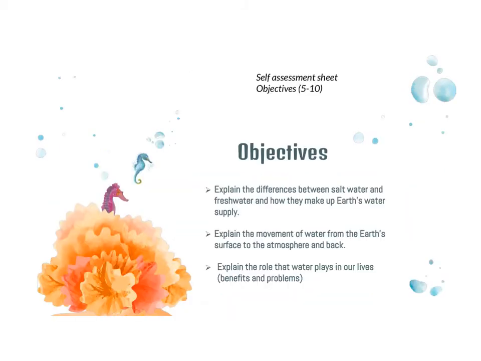So, guys, just remember to use your self assessment sheet to check the objectives from 5 to 10 before we start our lesson. By the end of this session, you should be able to explain the differences between salt water and fresh water and how they make up Earth's water supply. Also, you will be able to explain the movement of water from the Earth's surface to the atmosphere and back. In addition, you will be able to explain the role that water plays in our lives.